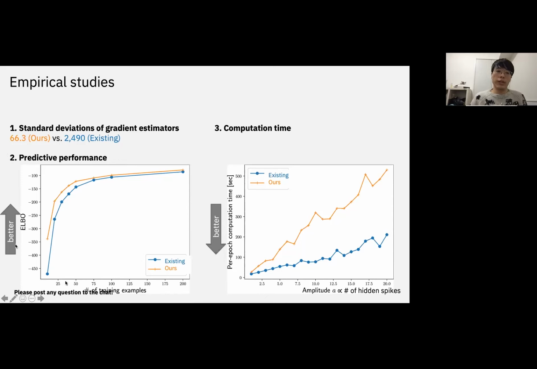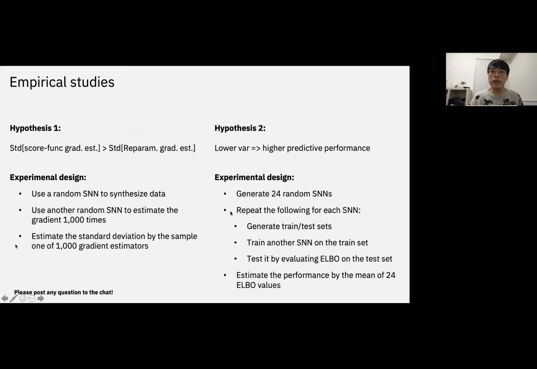And the second result discusses the predictive performance of our learning algorithm compared to the existing learning algorithm. The x-axis is the number of training examples used to train a spiking neural network, and the y-axis corresponds to the ELBO evaluated on the test set. And the higher the better. At each number of training examples, our learning algorithm obtains a better spiking neural network. So by this result, we can confirm that the lower variance leads to a higher predictive performance. So we can confirm hypothesis number 2.